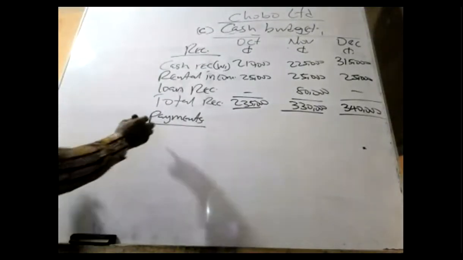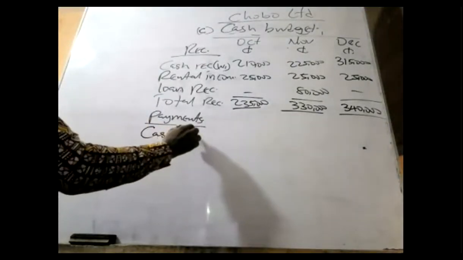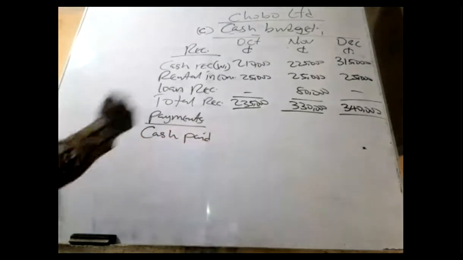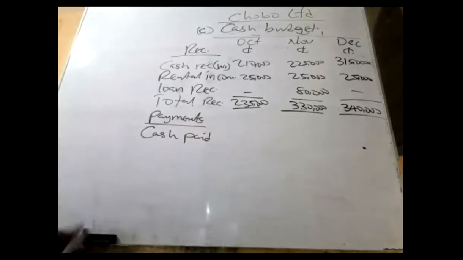Payments to start with, cash paid. Copy the easy ones. Is there anything that we want to pay? Let's go through all the payments. The first on the list, they are going to pay the operating expenses.